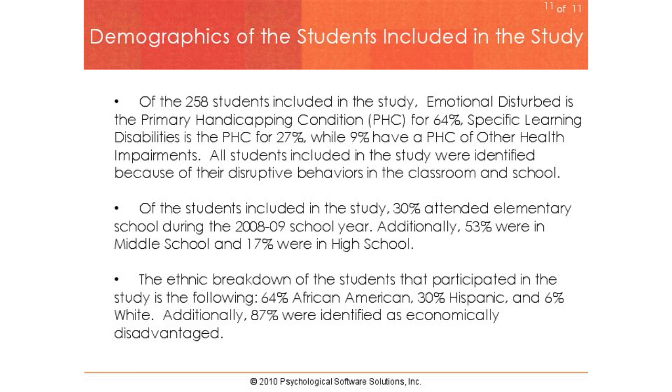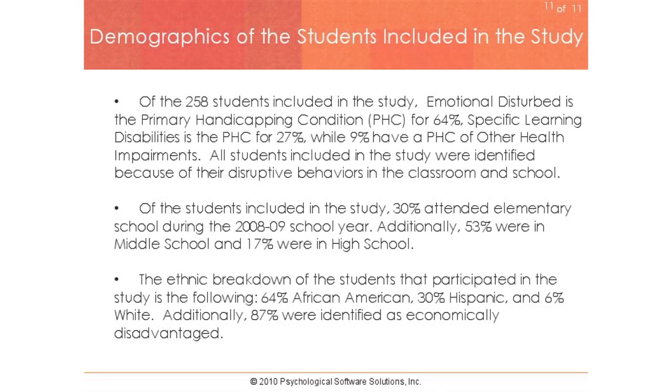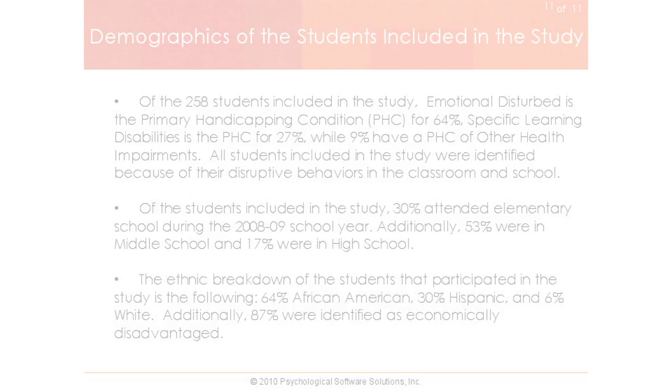But of that group, emotionally disturbed is the primary handicapping condition for 64%, followed by specific learning disabilities; other health impaired was common. Of the students, 30% attended elementary school, 53% were in middle school, and 17% were in high school. And then the ethnic breakdown of the students is up there as well. You can see it's a 64% African American sample, 30% Hispanic, 6% white or Caucasian, and a predominantly economically disadvantaged sample. So this is kind of a prototypical large urban school district with some of the challenges around serving these kids.